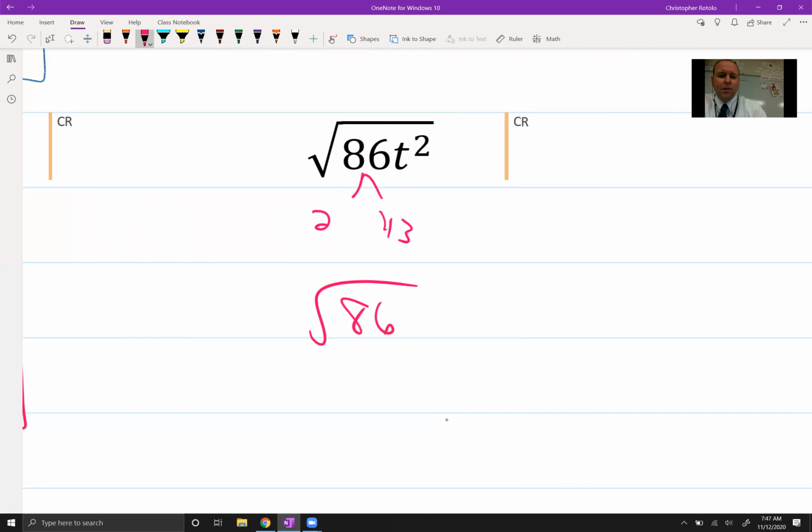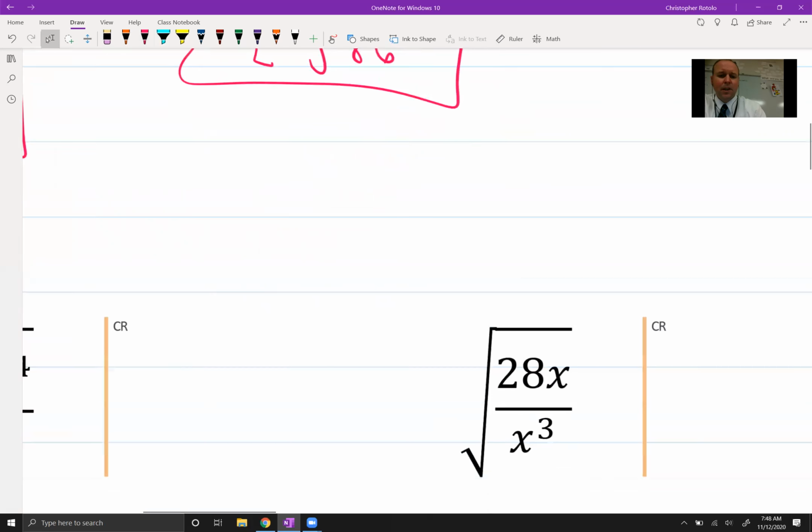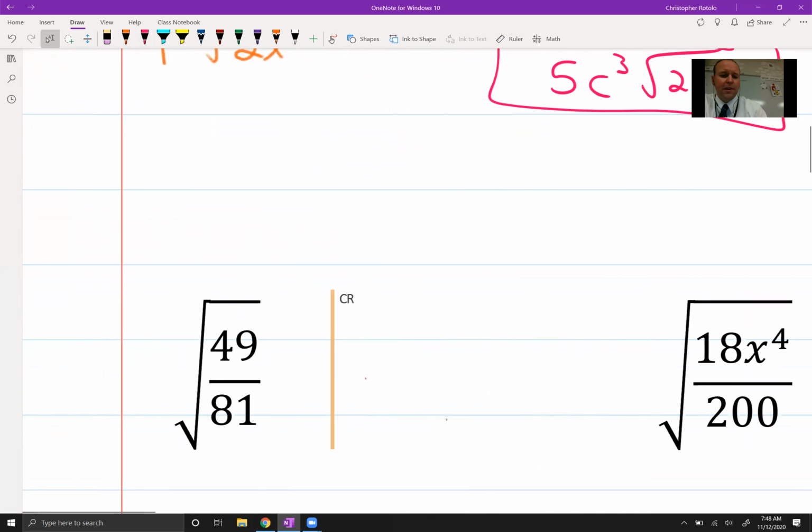All right, so that's going to stay under the square root, but I have t squared, which makes 1 pair of t's, so that's going to work its way to the outside. So sometimes that happens. All right, and when we eventually get to the quadratic formula, that's going to be a good thing.